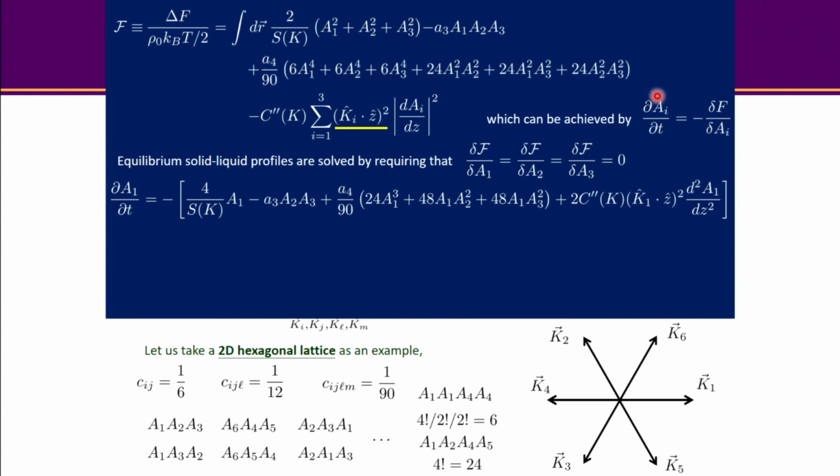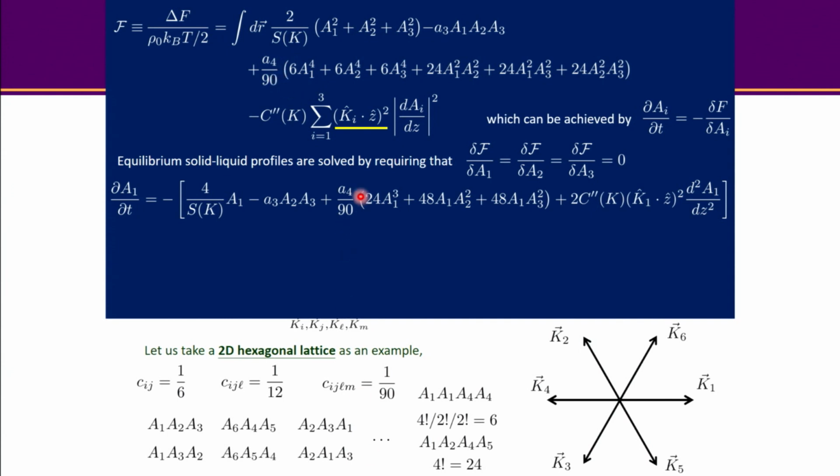The first one will be partial A1 partial t equal to the negative delta F delta A1. So quickly check, you should have the same result as I did. So take a functional derivative of the whole thing with respect to A1. The first term just gives me 4 divided by S of k times A1. Easy. Next thing, I should have minus A3 times A2 A3, right? Minus A3 times A2 A3. And for the quartic term, the first one will give me 24 divided by 90.